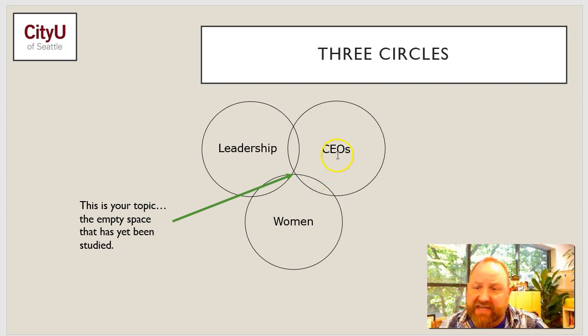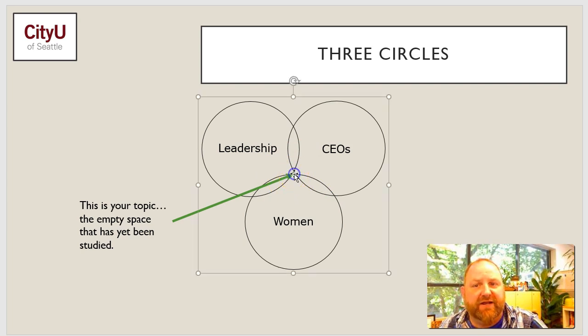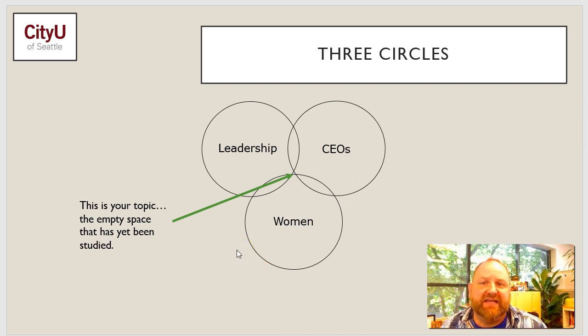Somebody has written about CEOs that are women. Someone has studied women's leadership. Someone has studied how CEOs typically lead. Those three overlapping areas, that's where I'm going to be pulling articles from. Now, if I can't find a lot of articles on women CEOs, I may have to pull in women just in general, or CEOs in general, to find more research to fill out this area. But in the end, I'm going to show that no one has studied this little spot right here in the middle. No one has studied this empty space of women CEOs and how they lead. I'm going to study it.